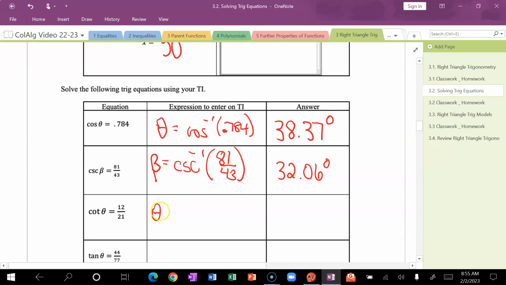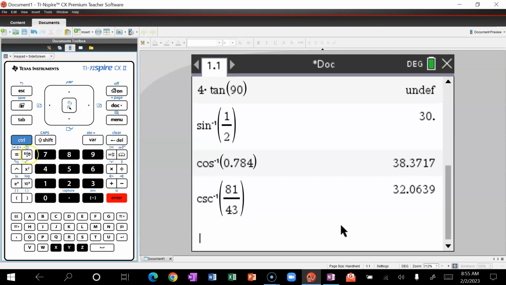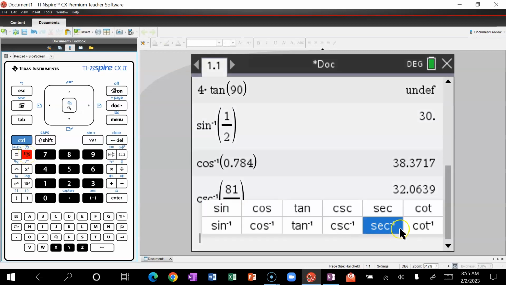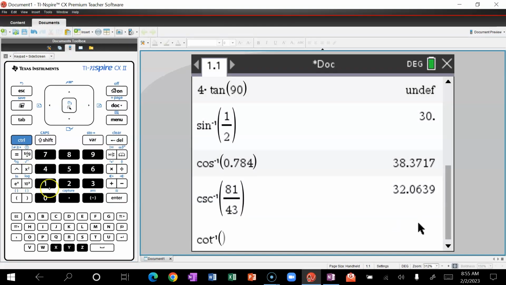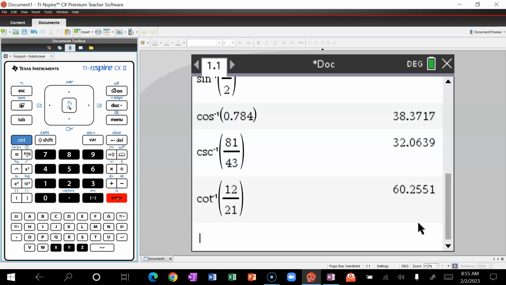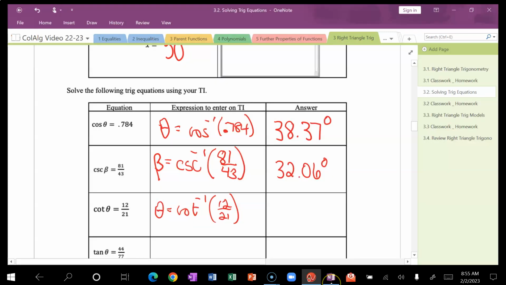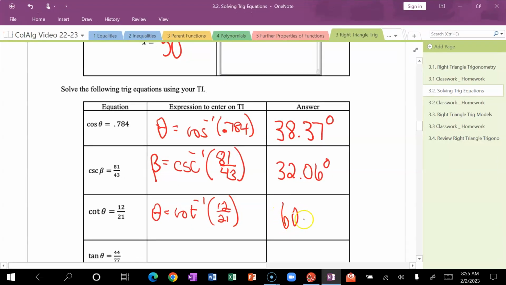Cotangent of theta is 12 over 21, solving for angle theta. So angle theta is going to be the inverse cotangent of 12 over 21. So the inverse cotangent of 12 divided by 21 is 60.25. So 60.25 degrees.